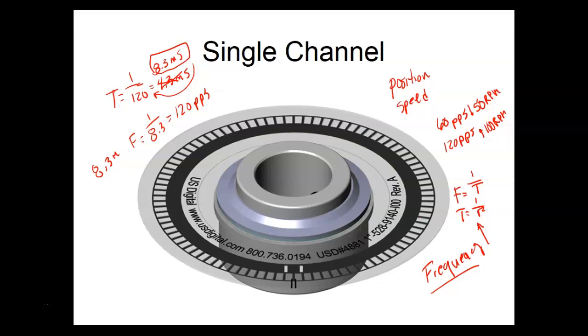Now, what we're going to do is we're going to measure it with an oscilloscope. An oscilloscope doesn't measure frequency, an oscilloscope measures time. And we need to be able to take what the oscilloscope shows us and calculate and see what the speed actually is.